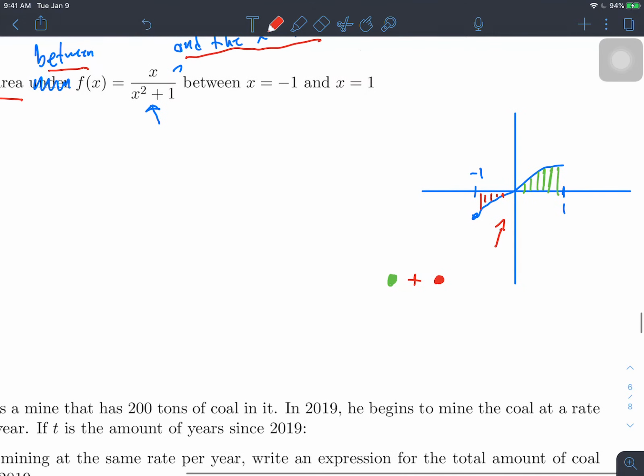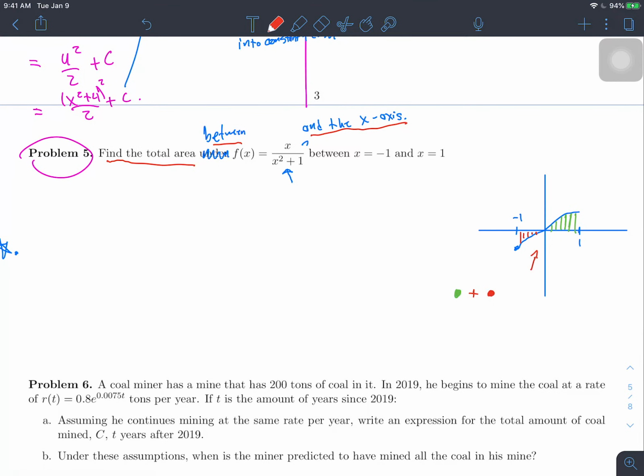Okay, what I really need to do for a problem like this is take the red area as a positive number and add the green area. Okay, that's what I need to do. Take the red area and add to it the green area. Okay, here's how I'm going to do that.